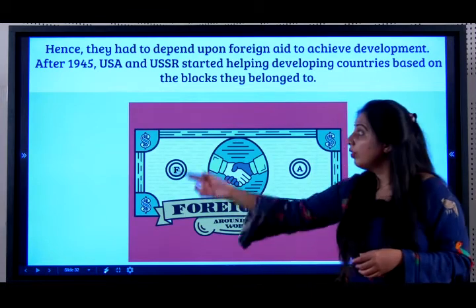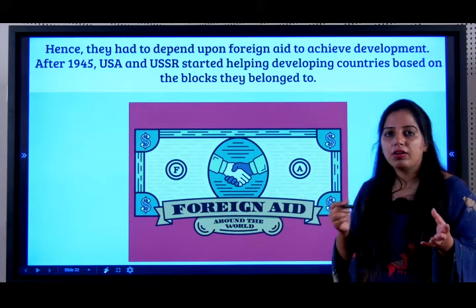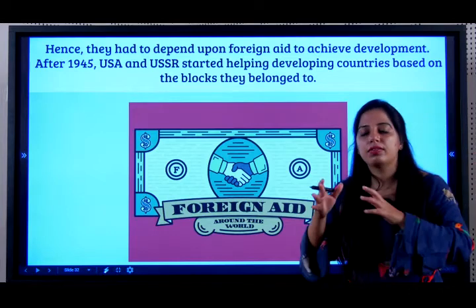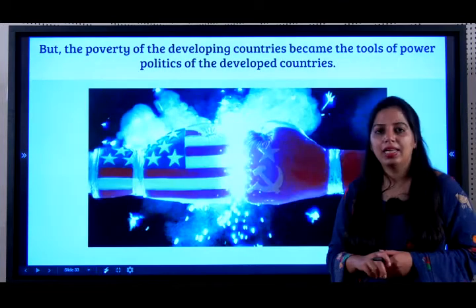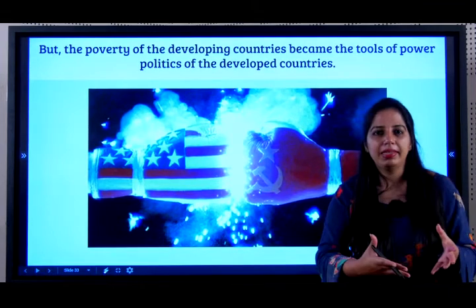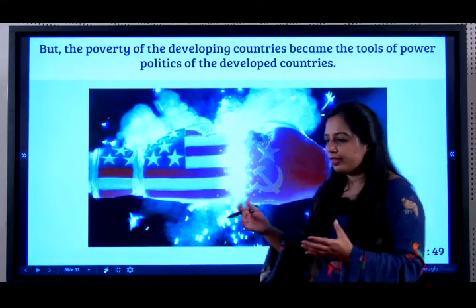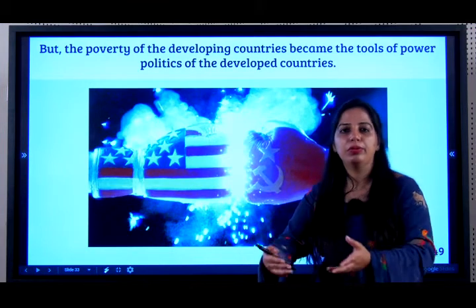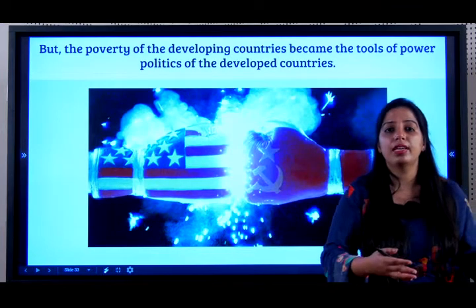After 1945, USA and USSR started helping developing countries based on which bloc they belonged to. If somebody belonged to the bloc of USA, USA would help those countries. If somebody belonged to the bloc of USSR, USSR would help those countries. These developed countries started playing politics in the name of helping developing countries struck by poverty. USA would go to countries and say, you give us support, join our bloc and we will help you with aid to overcome poverty. USSR would do the same to several other countries.